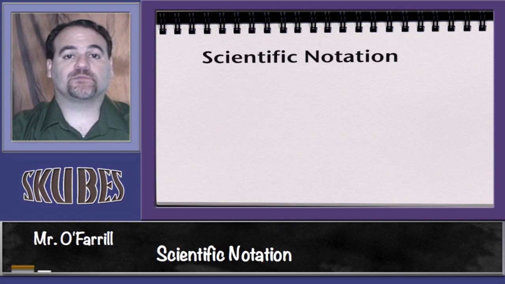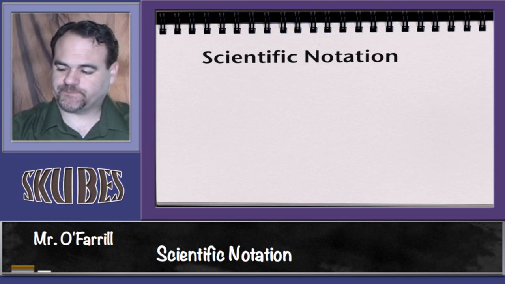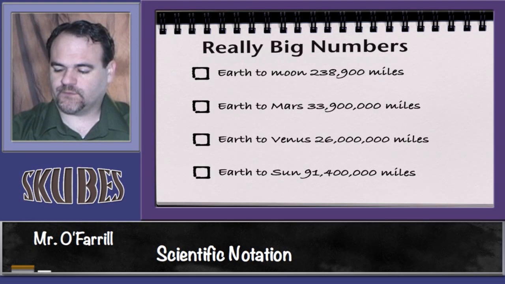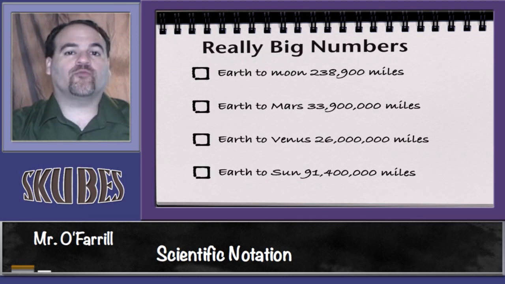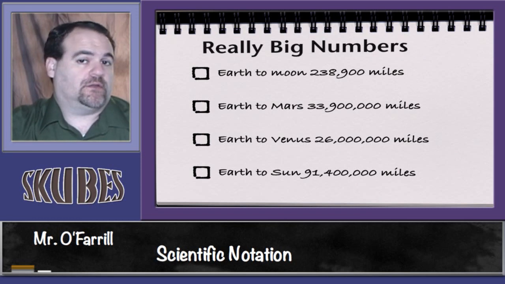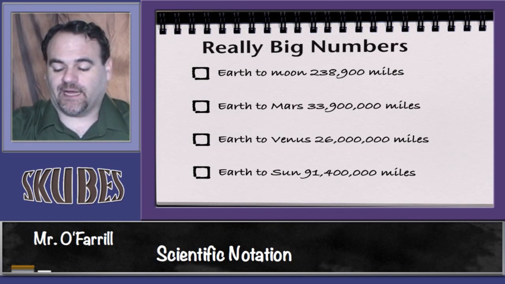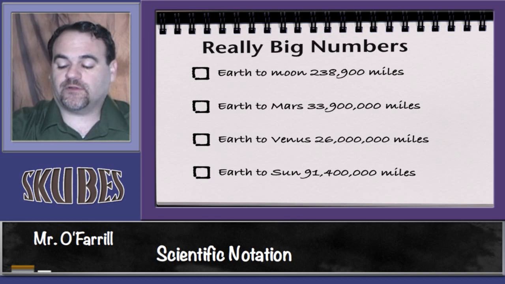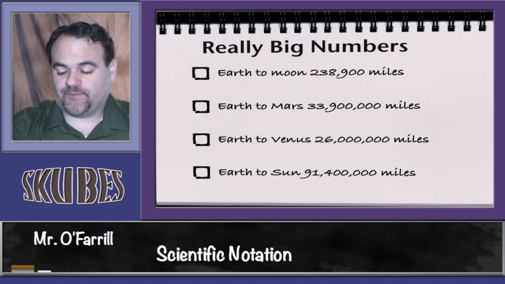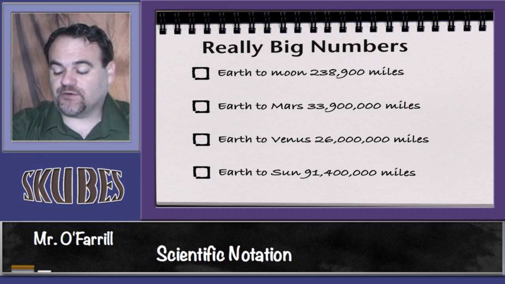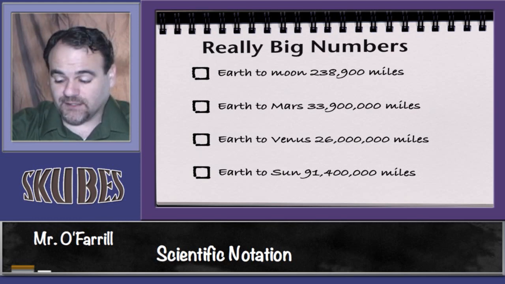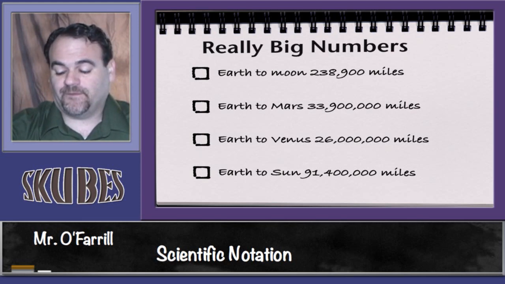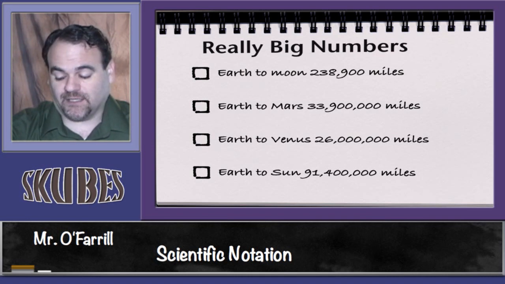In this video, we're going to be exploring scientific notation. Let's start by looking at some really big numbers that someone involved in science might actually be looking at. Like the distance from the Earth to the Moon is 238,900 miles. The closest that Earth is to Mars is 33,900,000 miles. Earth to Venus at its closest, 26 million miles.